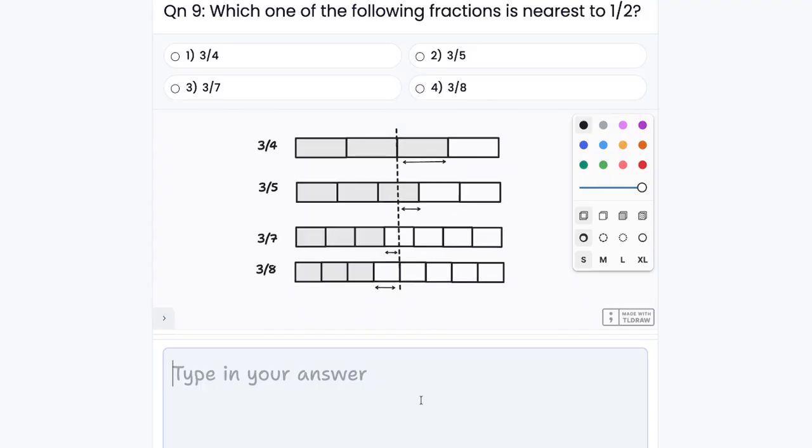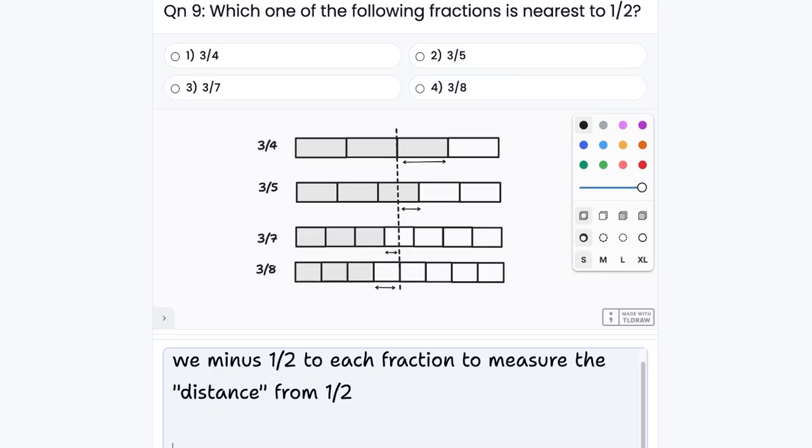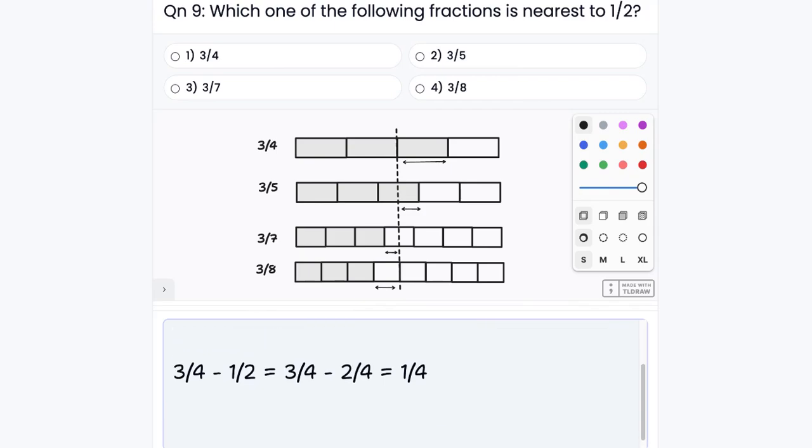So in essence, we subtract half from each fraction to measure the distance from half. From here we can just do the calculation. For 3/4, 3/4 minus half is equal to 3/4 minus 2/4, which is 1/4. So that's the distance.